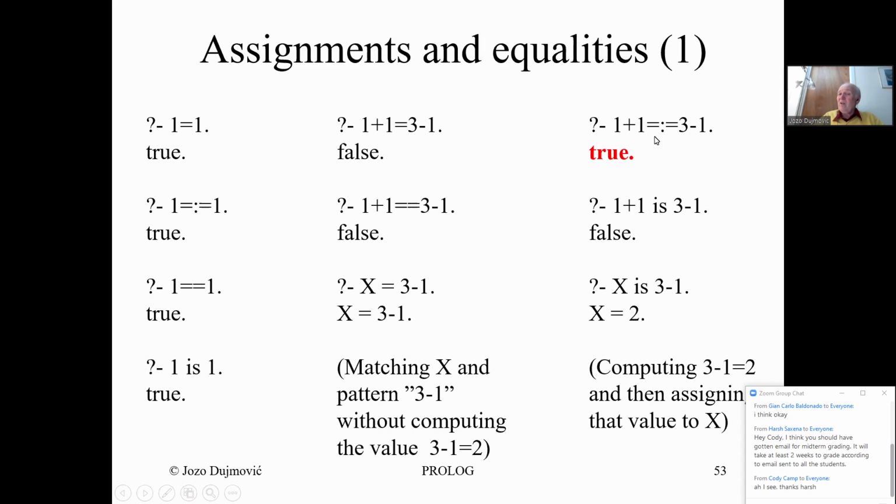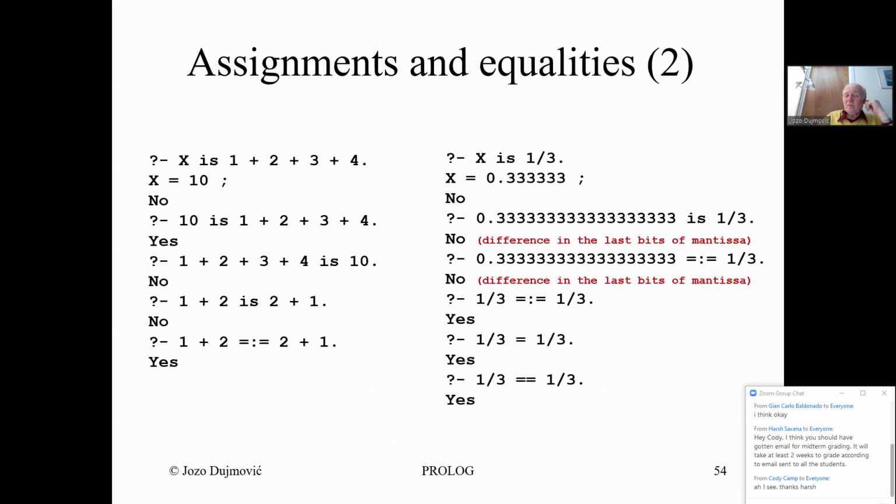When you ask arithmetically whether 1 plus 1 is 3 minus 2, you evaluate here 2, evaluate here 2, 2 is equal to 2, answer is true. So this clearly shows the difference between pattern matching, assignment, pointer identity, and arithmetic equality. These are 4 different things.